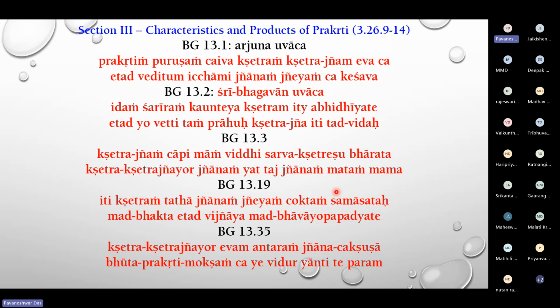For which the Lord answers: Idam Shariram Kaunteya Kshetram Iti Abhidhiyate. This body is known as Kshetra, and it is made up of 24 material elements. And Kshetrajna is the knower of the body. Just like a guest comes home, the home people are working very hard, and the guest is observing, is a witness for everything that is happening there.